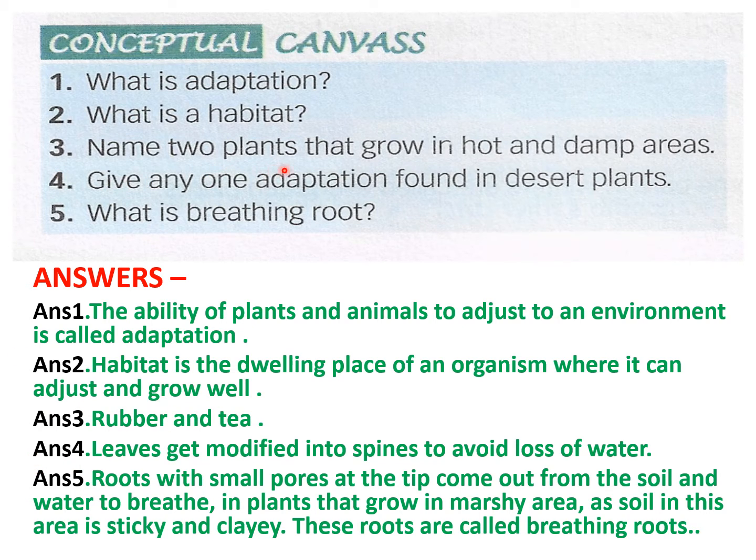Number three, name two plants that grow in hot and damp areas. Answer is rubber and tea. Then number four, give any one adaptation found in desert plants. Answer, leaves get modified or converted or turned into spines to avoid loss of water. Number five, what is breathing root? Answer, roots with small pores at the tip come out from the soil and water to breathe. In plants that grow in marshy area, as soil in this area is sticky and clayey, these roots are called breathing roots. Okay, children, so learn these answers.